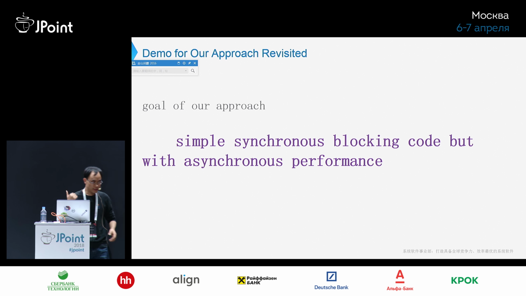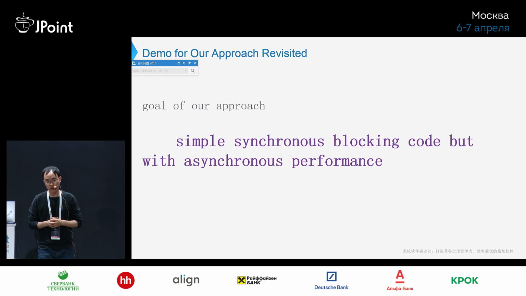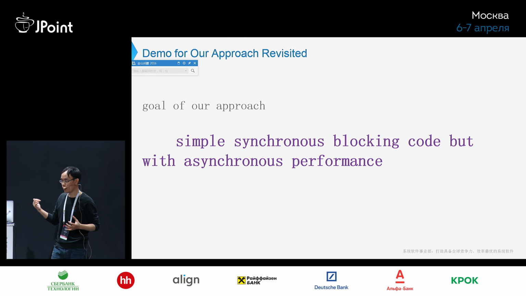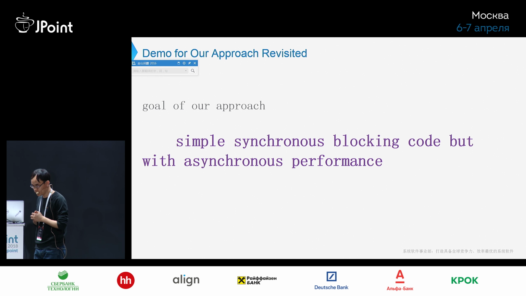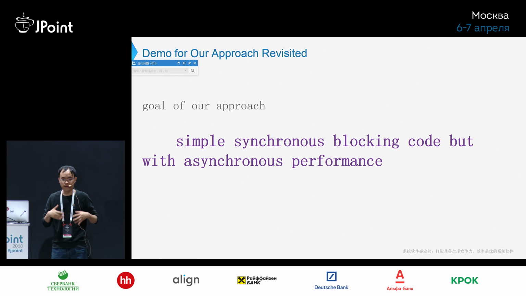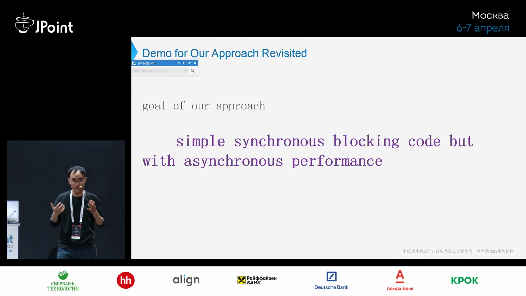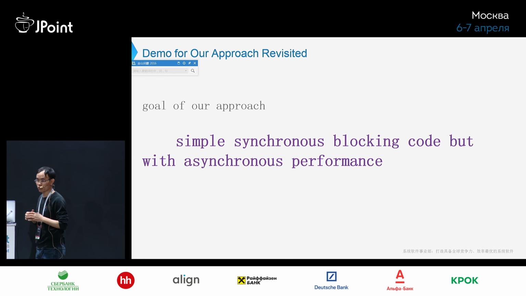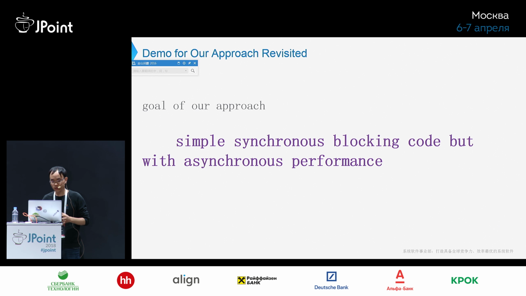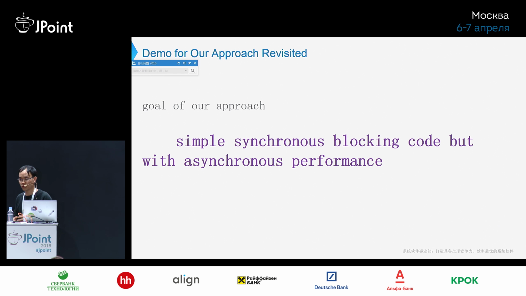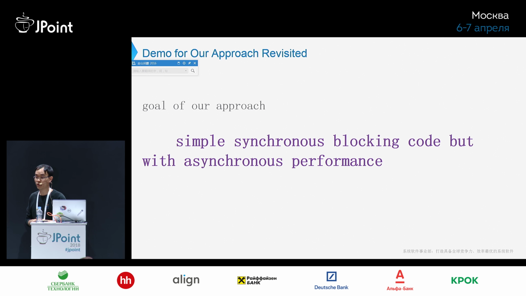So here is a high-level summary of our goal and our approach. We want to gain asynchronous performance by using coroutines, but meanwhile, we want to allow our Java developers to write in a synchronous coding style. Because this synchronous coding style is relatively easy to implement and easy to maintain, and also straightforward to debug. So this is our goal.